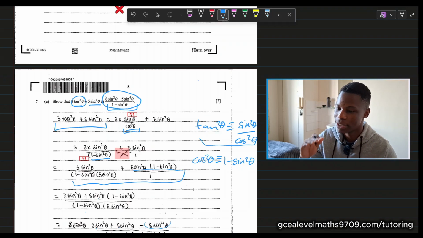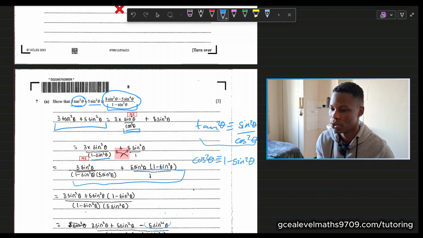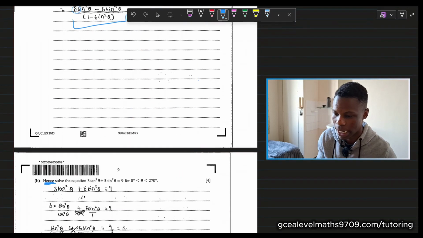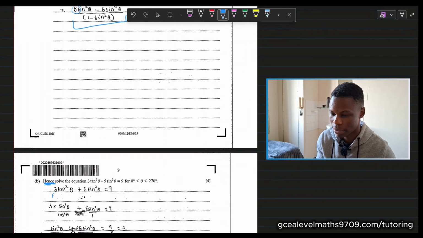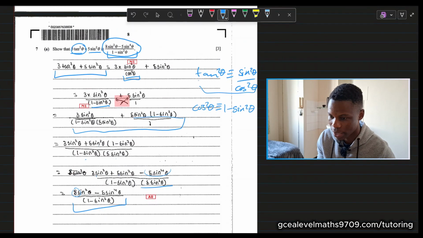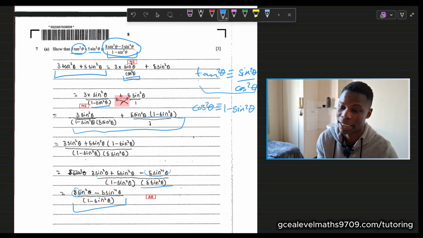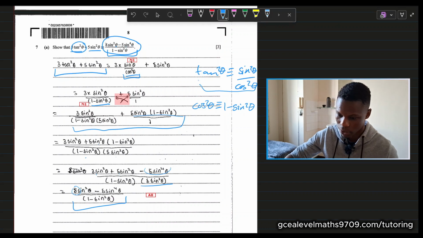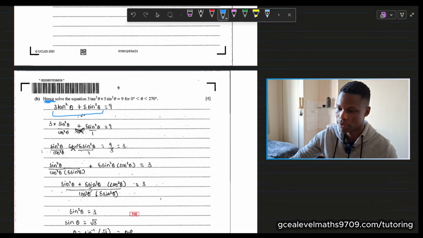So in this case, what you're supposed to do is to say, instead of us having our 3 tan squared theta plus 5 sine squared theta, this left-hand side of this equation, I'm now going to rewrite it as 8 sine squared theta minus 5 sine to the 4 theta over 1 minus sine squared theta, because in part A, I proved that these two things are the same. So that's why hence solve that.